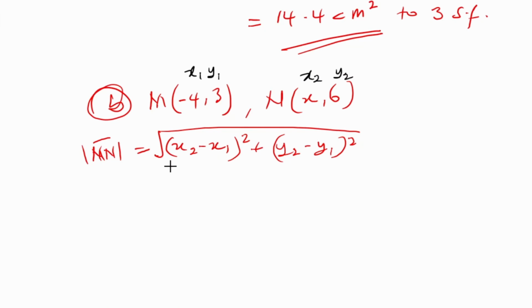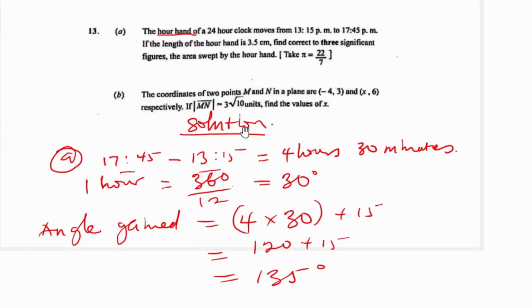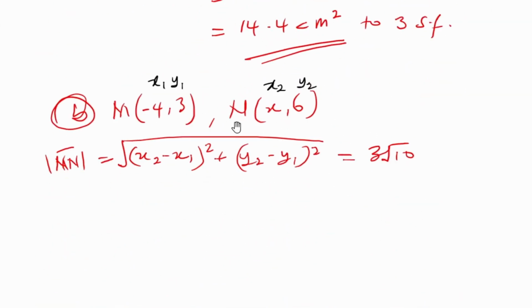And the question says that the magnitude or the length MN equals 3√10. So I would like to state that so that I don't forget. This is it in the question. If this equals this, find the value of x. So let's go ahead and work it now.